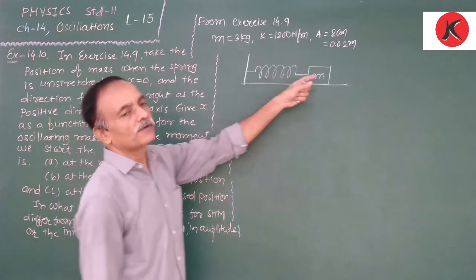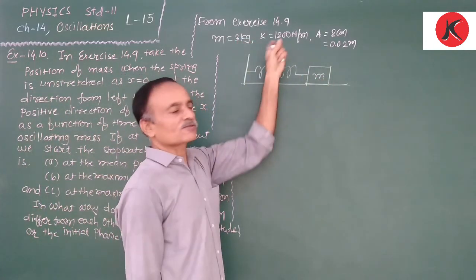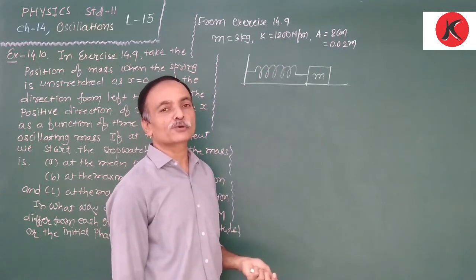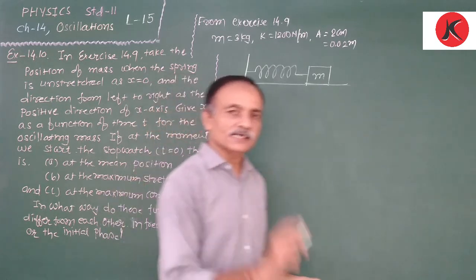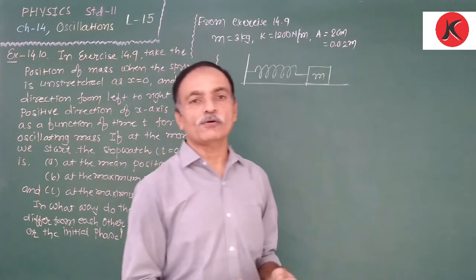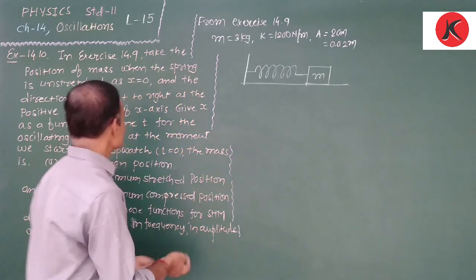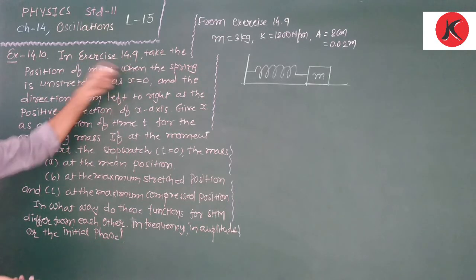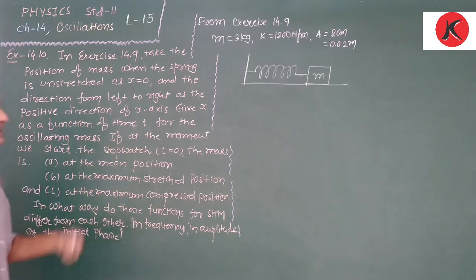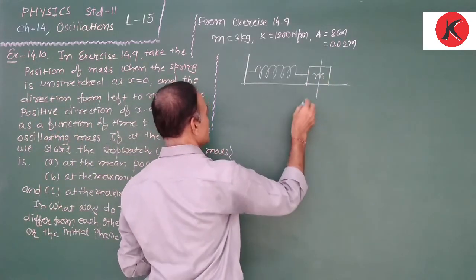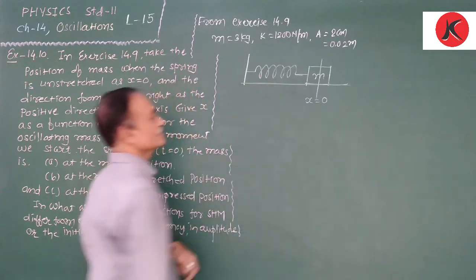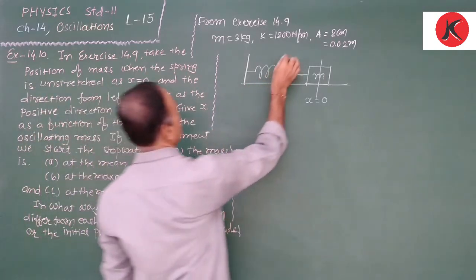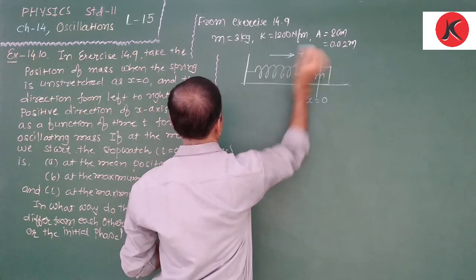Here the mass of the block is 3 kg. The force constant of the spring is given as 1200 newton per meter, and amplitude A is equal to 2 centimeter. Amplitude is the maximum displacement on either side of the mean position. In our question it is given: take the position of the mass when the spring is unstretched as x equal to 0. There is the unstretched position, so there is the x equal to 0 position. And the direction from left to right is considered as the positive x direction.